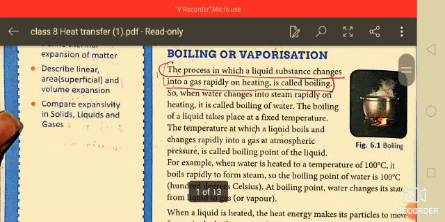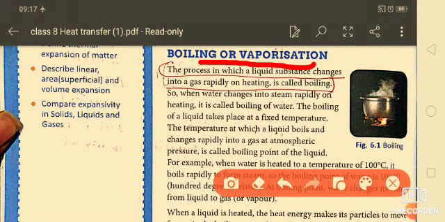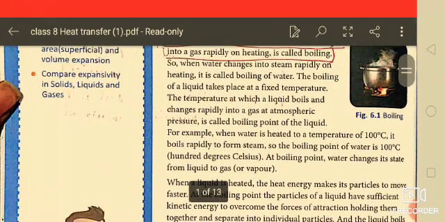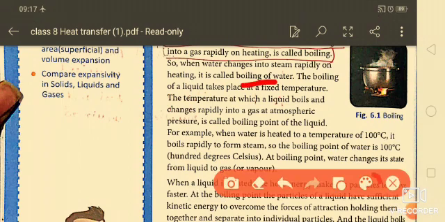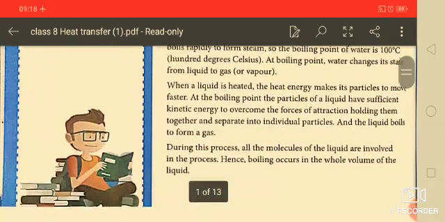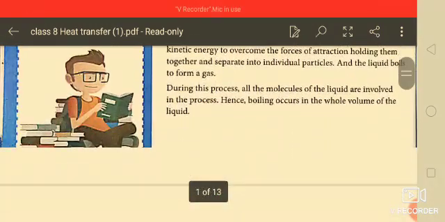So what is boiling and evaporation here? About that you will study. The phenomenon, that means the process in which a liquid substance changes into gas rapidly when it is heated, is called boiling. When water changes into steam rapidly on heating, it is called the boiling of water. And the temperature at which it starts to boil is called the boiling point. So the boiling point of water is 100 degrees centigrade. Okay. So 100 degrees Celsius.